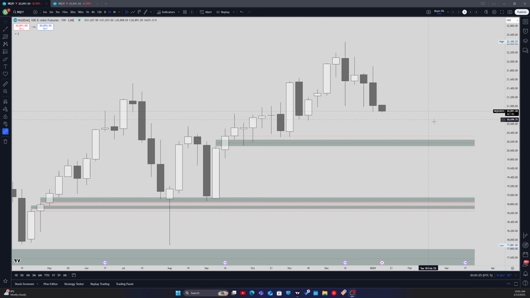Good morning, everyone. It's a new week, and with that new week, let's have a look at the Nasdaq chart. Let's see what it has in store for us.